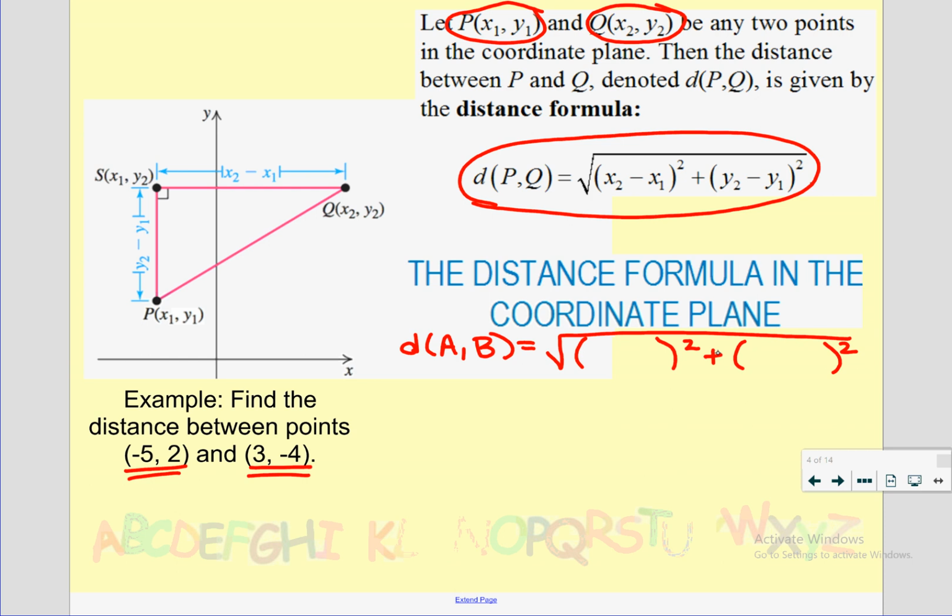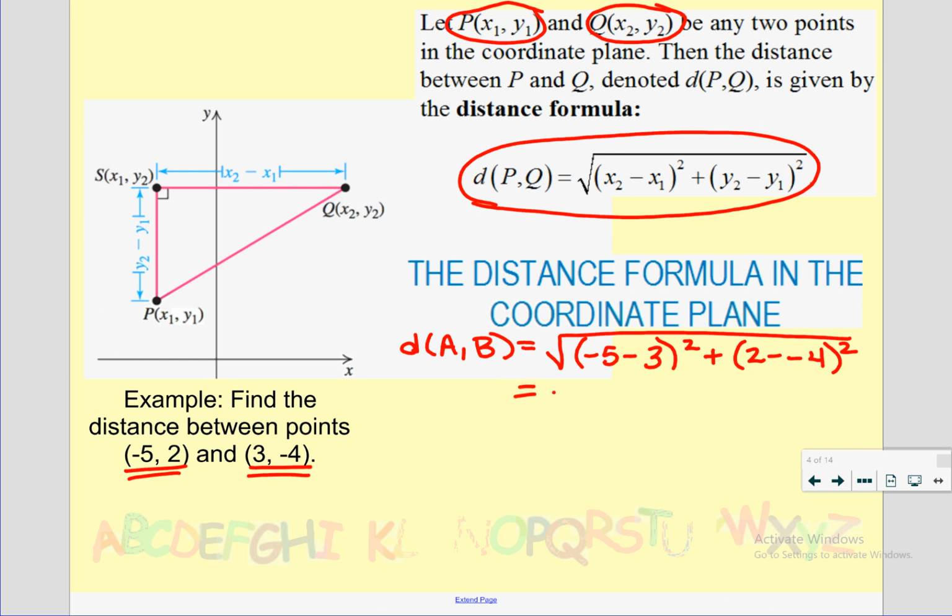In one of the parentheses, you're subtracting the x's. In the other parentheses, you're subtracting the y's. If I subtract my x's, it's -5 minus 3. If I subtract my y's, it's 2 minus -4. If you switch the points, it doesn't matter. As long as you're subtracting the x's and you're subtracting the y's, if the 3 and -4 came first, you'd get the same answer as if the -5 and 2 come first.